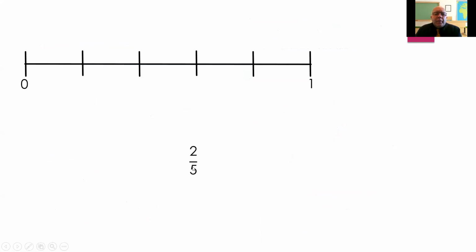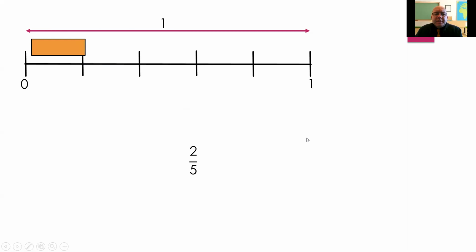Right. Now, locating fractions on a number line. So we've got 0 here, and we've got 1 or a whole here. So where would 2/5 be? Well, we've split our number line into 5 equal pieces. 1, 2, 3, 4, 5. Okay. So the whole, and then we've split it into 1, 2, 3, 4, 5 equal pieces.